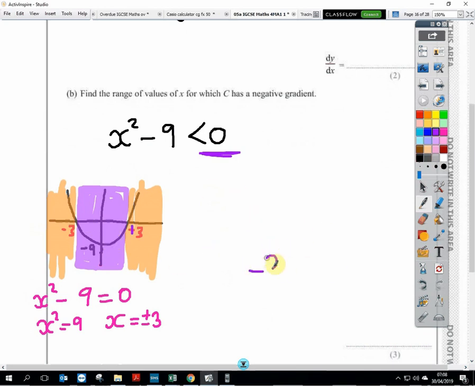Find the range of values for where it's negative. So it's negative between minus 3 and 3. You have to be careful here not to write less than or equal to, because it's only where it's negative. At 3 and minus 3, it's not negative, it's 0. 0 is not negative. Okay, next.